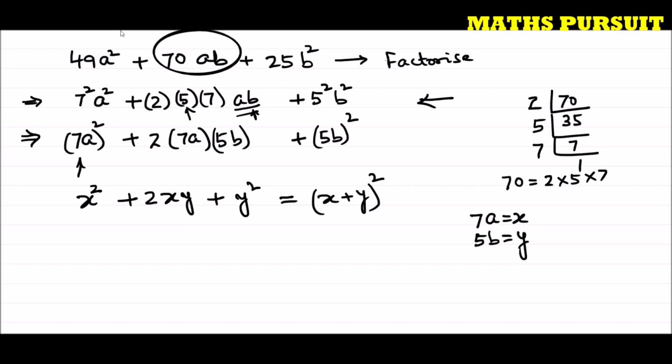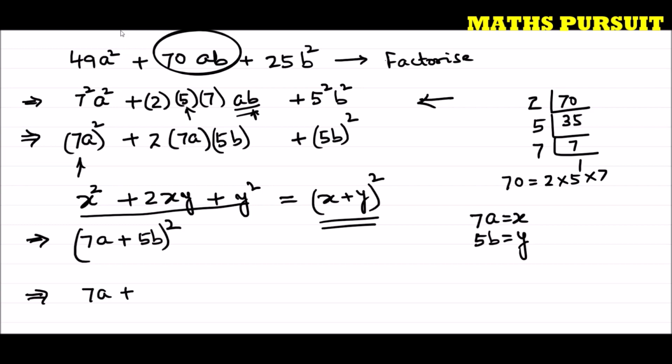Now that is what we are going to write here. We have 7a to the power 2 plus 2 into 7a into 5b plus 5b to the power 2, and the answer for this is x plus y to the power 2. Here x is 7a and y is 5b, so x plus y to the power 2. Hope guys I am very clear till here. This implies 7a plus 5b into 7a plus 5b. This is our answer, guys.